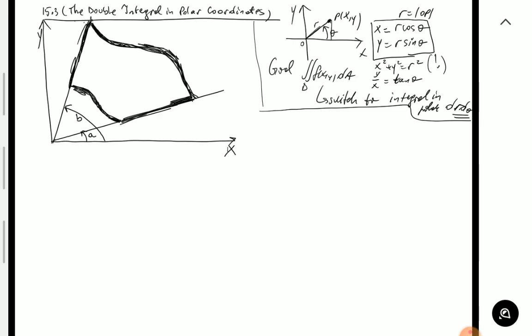Okay, and I have to make actually a pause because I'm out of ink here. Just a second. We'll continue on this page in a moment.